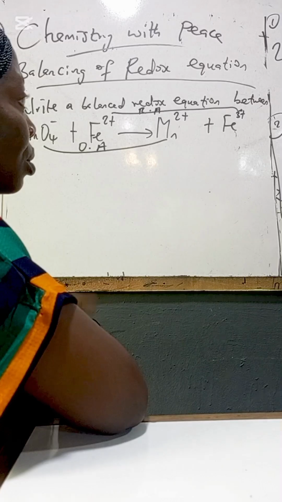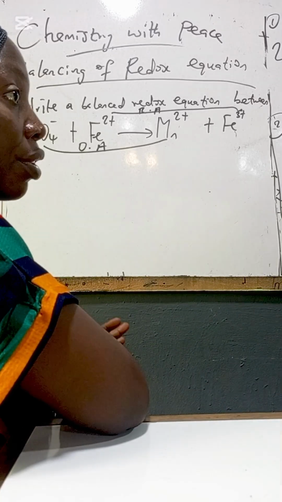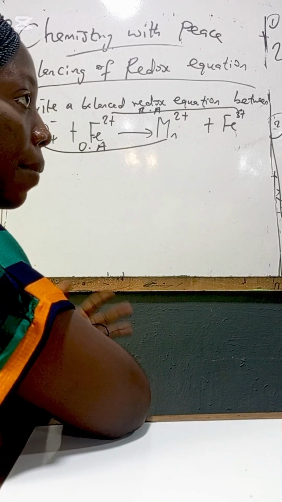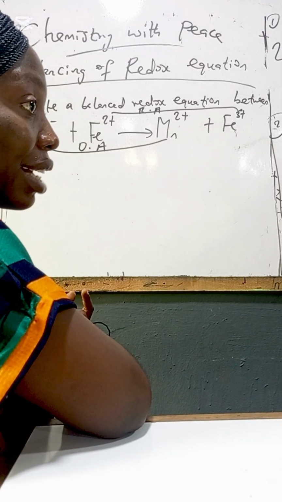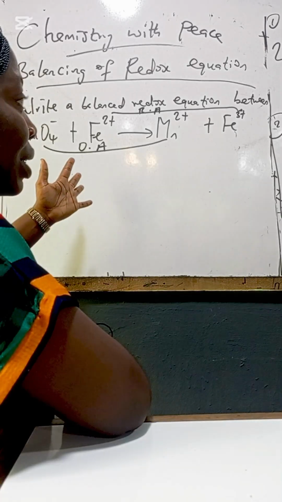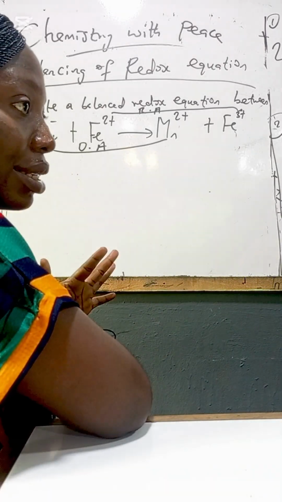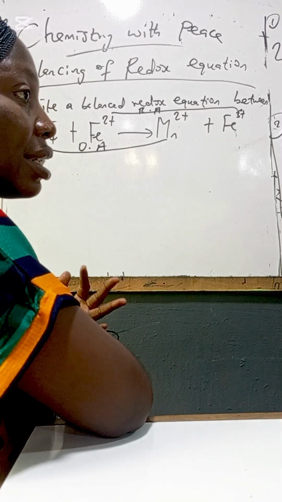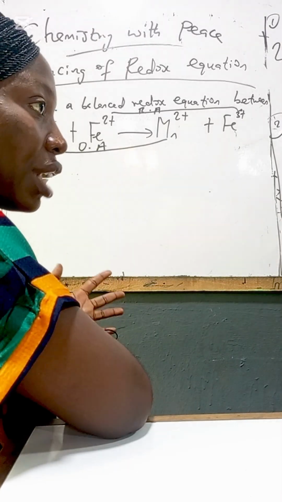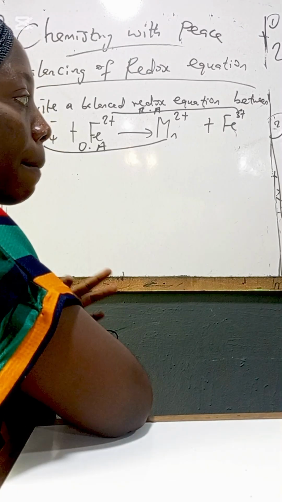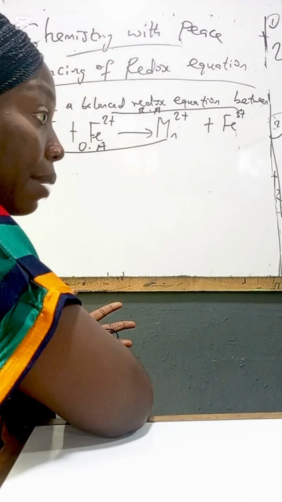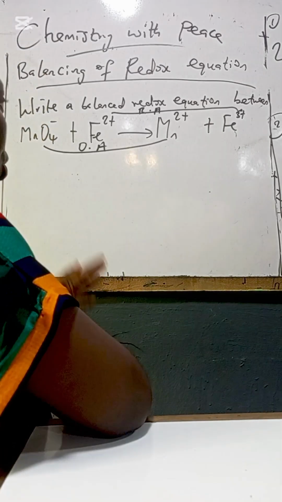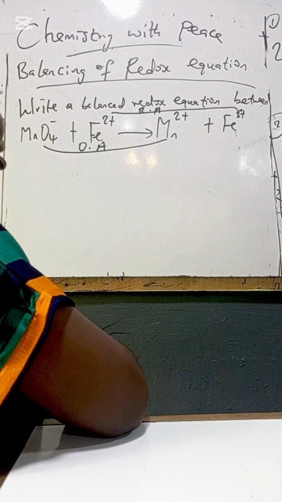Then first of all, I want you to understand something. In balancing of redox equations, we balance in acidic medium and we also balance in basic medium. So it depends on the exact one you are going to do. This particular one we are balancing in acidic medium. When you are balancing in acidic medium, you balance the oxygen by adding hydrogen ion and water. But in balancing in basic medium, you balance by adding hydroxide ion and water. So this we are balancing in acidic medium.